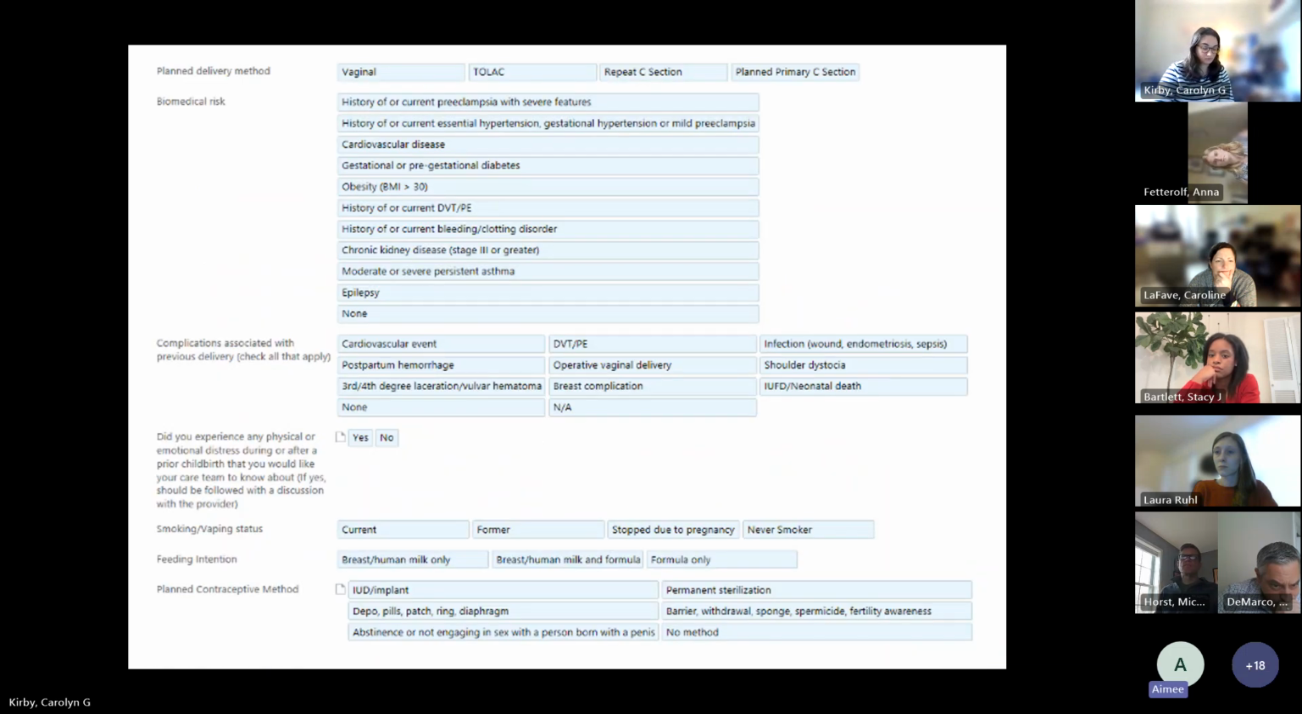This is just an example of the smart form for those of you who've used EPIC, and some sites are using this for parts of their ICC build. And then next slide.